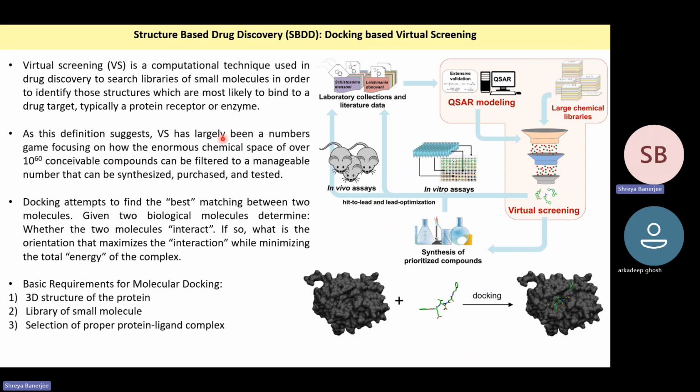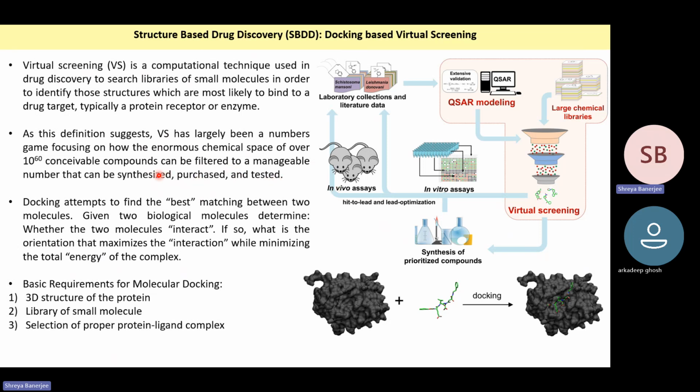So, as the definition suggests, virtual screening can screen over 10 to the power 60 compounds, and it can narrow down this number of compounds to a manageable number, like maybe 100. And those 100 compounds can be synthesized and tested. So instead of testing an unimaginably huge number of molecules, like 10 to the power 60, virtual screening will narrow down the number of molecules into the best possible candidates, and those can be synthesized, purchased and tested.